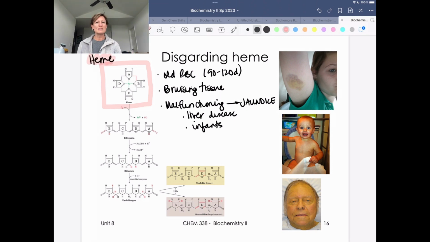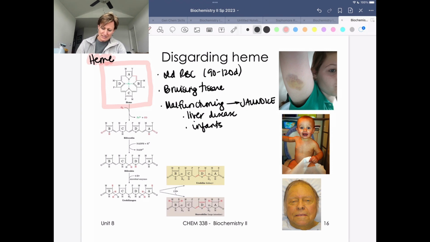We talked about that's the reason that hemoglobin is red in color: the iron that's bound inside that heme macrocycle is going to generate red in color, specifically when it is bound to oxygen, right? We talked about the difference between oxygenated and deoxygenated hemoglobin.